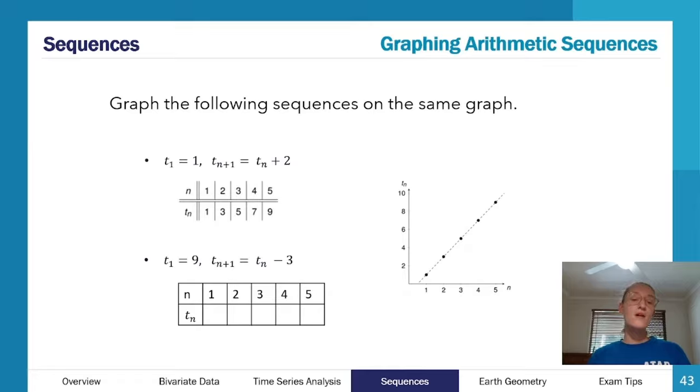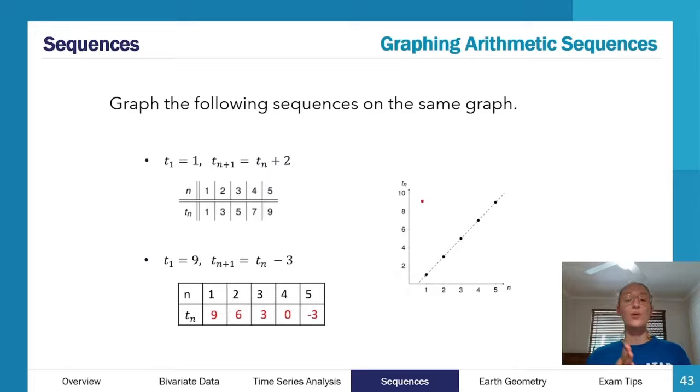Here, for example, our starting point is 9 in this second example, and our common difference is -3. So each time we apply our rule to find our next term, we're actually taking away 3. So we're starting with 9, and then we take 3, so we get 6. And then we take 3, so we get 3. We take 3 to get to 0, take 3 to get to -3. And we can actually graph that on the same graph.